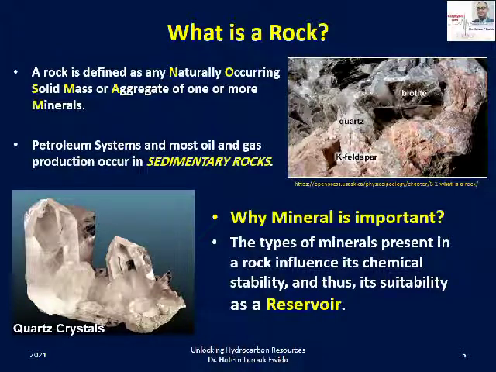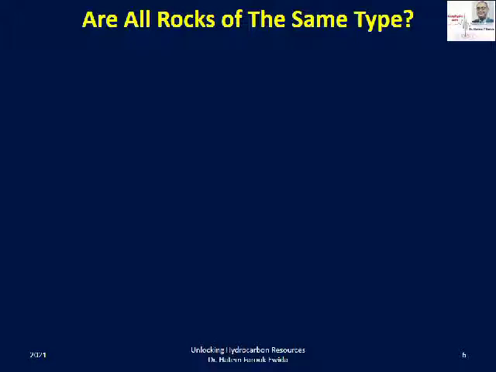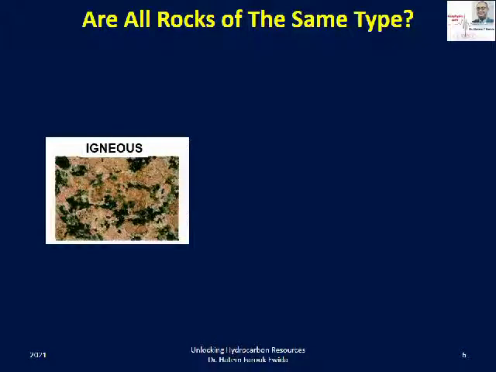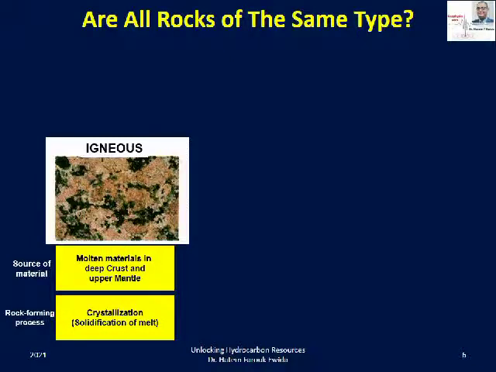So let's see. Are all rocks of the same type? No, we have 3 main types of rocks. The first one is the igneous rock, and this is a picture of a rock called granite. The source material of these rocks is the molten material in the deep crust and the upper mantle, and the rock forms from crystallization or solidification of this melt.